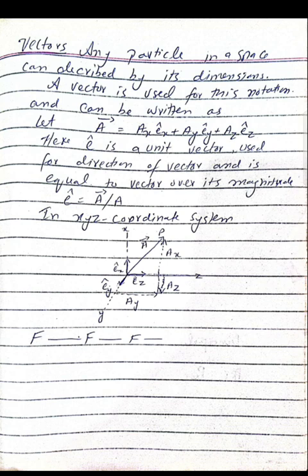Vectors tell about the position of a particle in space, and it is written as, let's say we have a vector A. It can be written as vector A is equal to AX EX cap plus AY EY cap plus AZ EZ cap. Here E cap is a unit vector used to describe the direction of a vector, and it is equal to the vector over its magnitude. And in a space XYZ coordinate system, we can draw a vector in such a way, which is indicated by the picture.